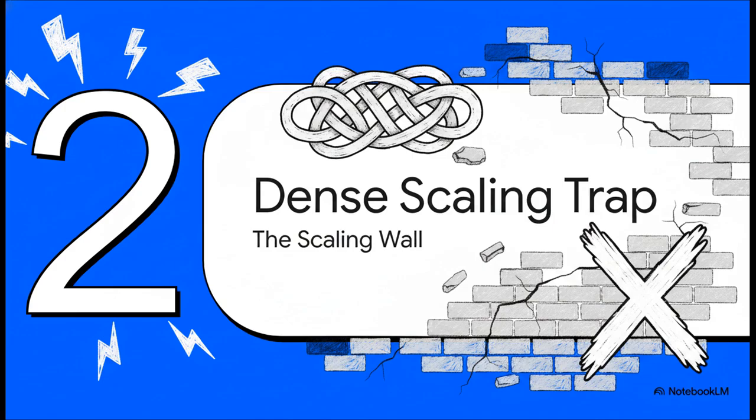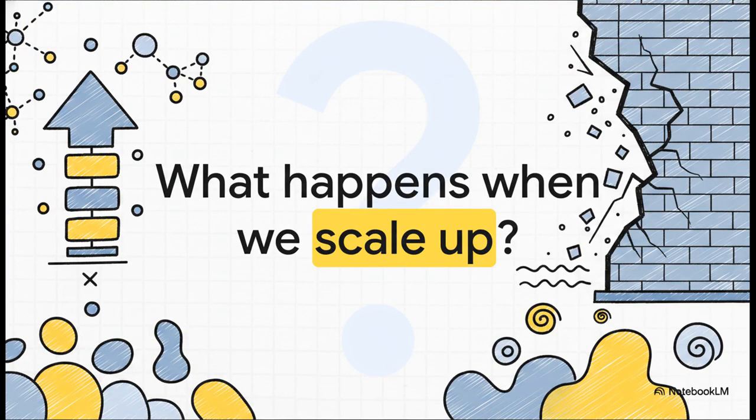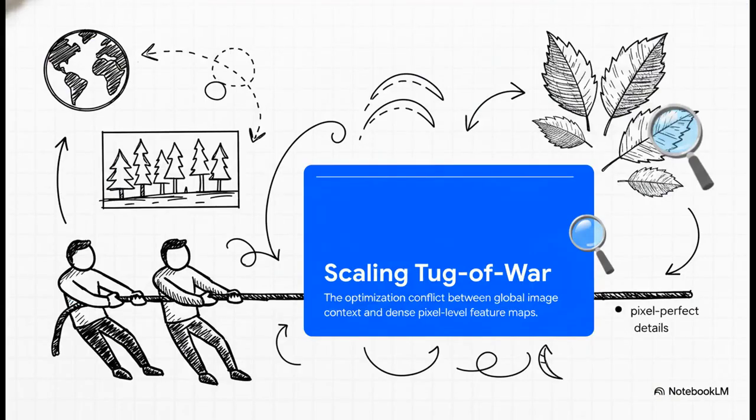Which brings us to Section 2, the dense feature scaling trap. Because if SSL is so great, the obvious next step is to just throw more data and more parameters at it, right? What actually happens when we try to take the success of DINOv2 and just make the model massive? Well, researchers hit a total brick wall. After models scaled past about 300 million parameters, something unexpected just broke. They ran headfirst into what we can call the scaling tug-of-war.